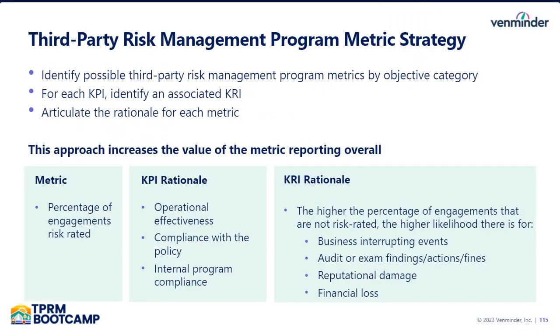Now, a really good strategy when considering your metrics is to think about metrics both in terms of being a KPI and KRI. As an example, if we want to measure the percentage of engagements that have been risk rated, from a KPI perspective, that can help us demonstrate operational effectiveness, compliance with our policy, and internal program compliance. But from a risk perspective, we know that if this percentage gets beyond our accepted tolerance, we have a higher likelihood of business interrupting events. We could get some findings during audits and exams. We could have reputational damage or financial loss.